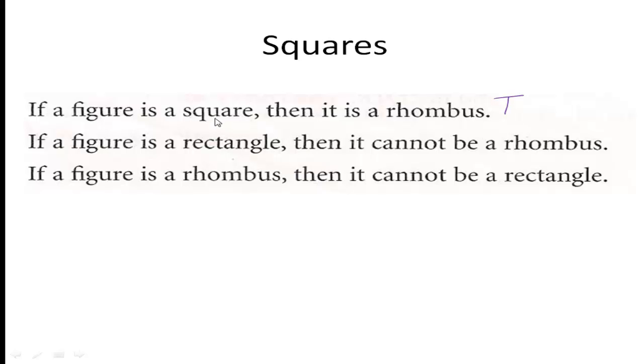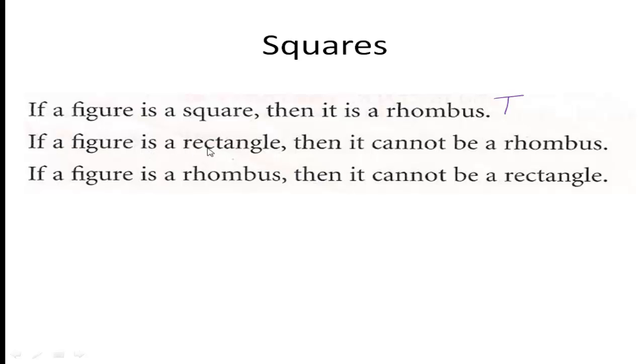If this is a square, the definition of a square is that it has 4 congruent sides. So is a square a rhombus? A rhombus has 4 congruent sides. So yes, a square is a rhombus. It's a type of rhombus. It's a rhombus that has 4 right angles. That's another way you can look at it.